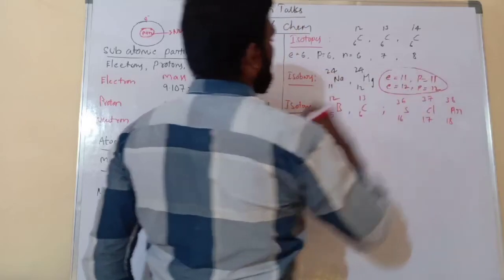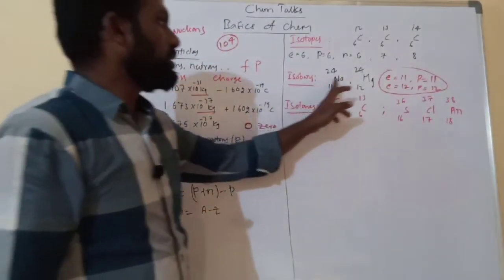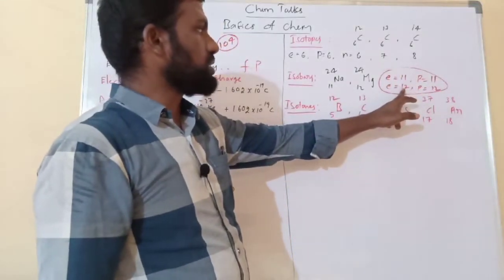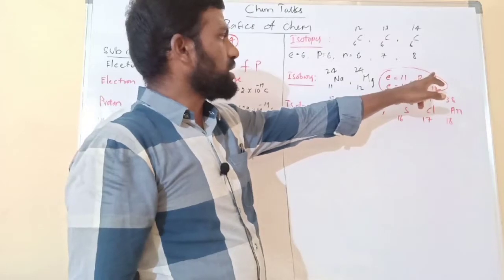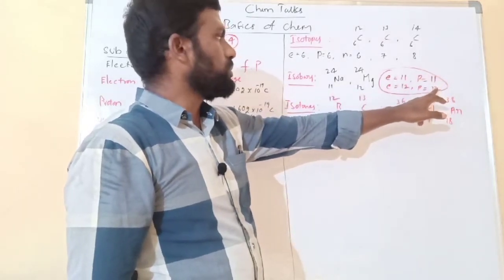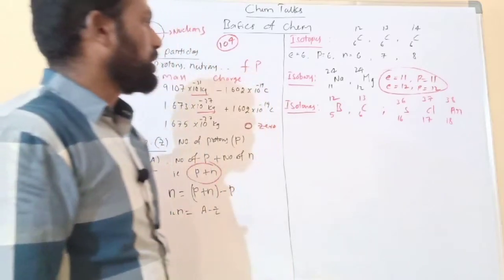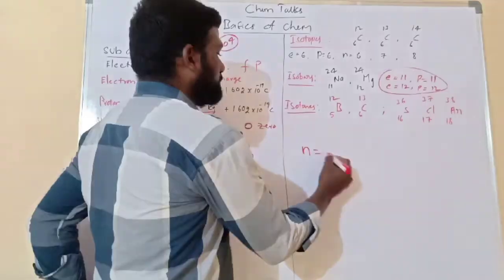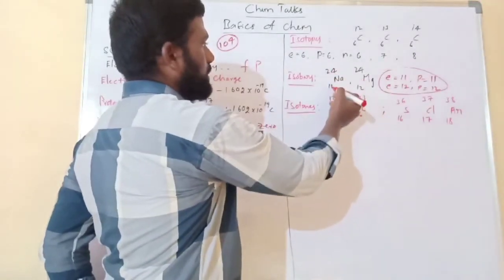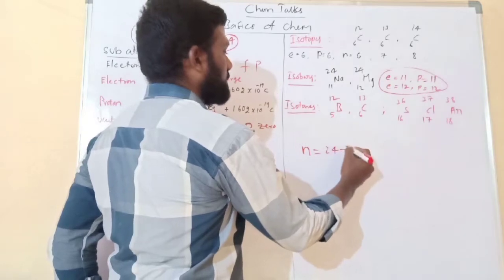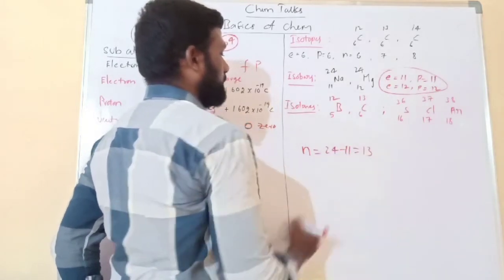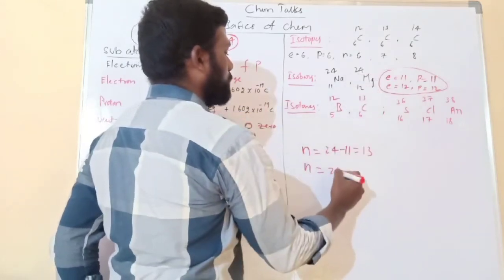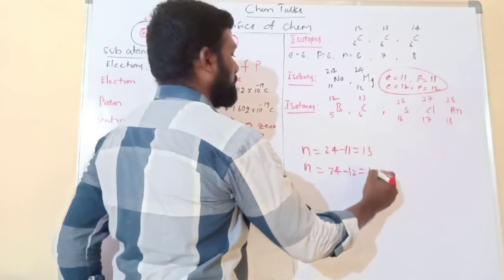Then what's the difference? See here, they have different number of electrons and protons. Here we no need to discuss about electrons actually. So number of protons 11 in sodium, 12 in magnesium. Now let us try to find number of neutrons. Number of neutrons in the given isobars: 24 minus 11, that is 13. Number of neutrons in magnesium: 24 minus 12, that is equal to 12.